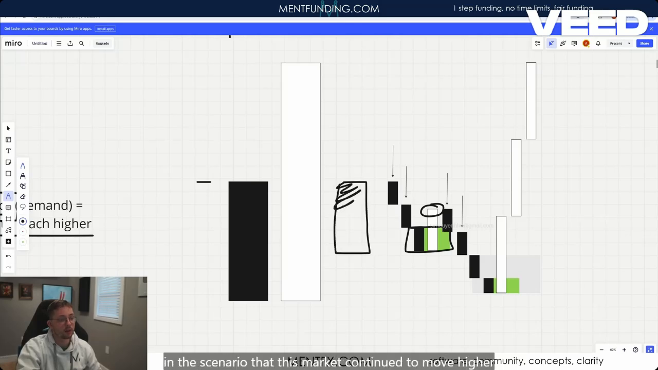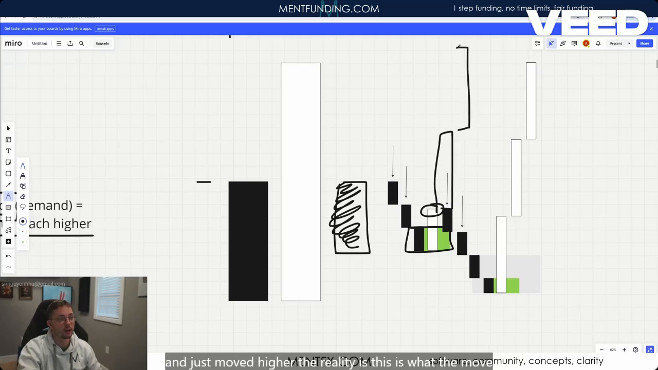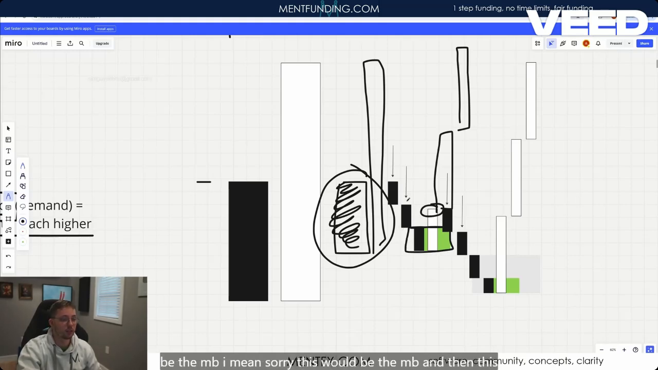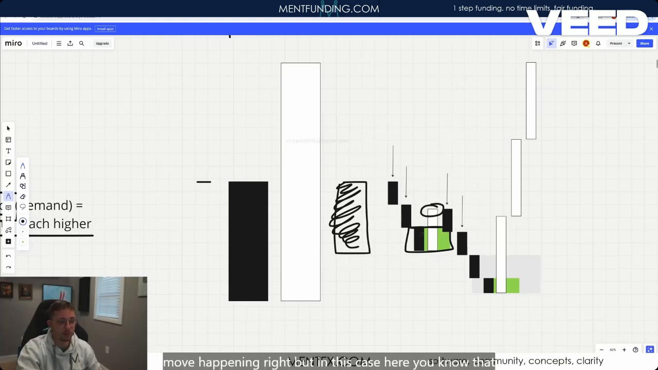And in the scenario that this market continued to move higher and just moved higher, the reality is this is what the move would look like, right? There it is. And that would be, again, that demand zone, right? And just as we go lower, this would be the MD. This would be the MD. And then this inside of here would be that validated demand prior to that move happening, right?